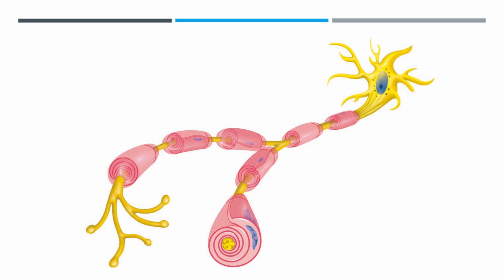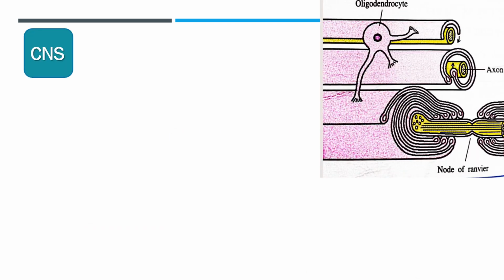This is again just another diagram to show the axon and the Schwann cells that are wrapping around the axon and forming the myelin sheath for short segments of the axon. So many Schwann cells are involved in the myelination of one axon. So that is about the peripheral nervous system.